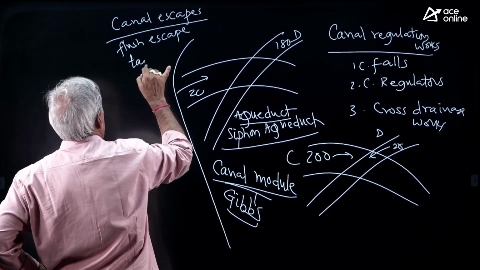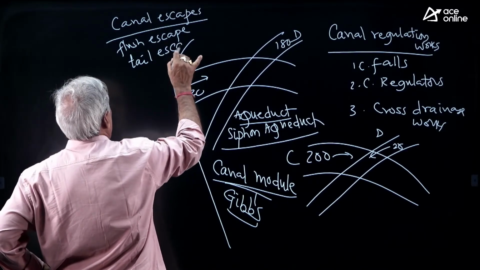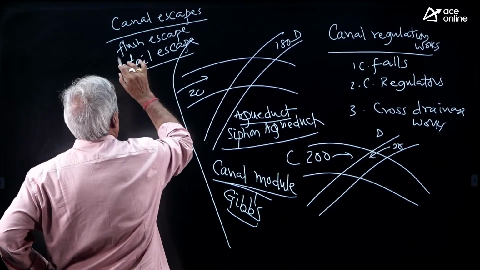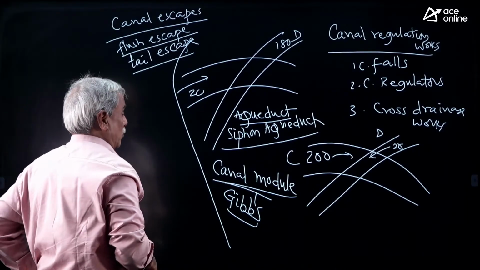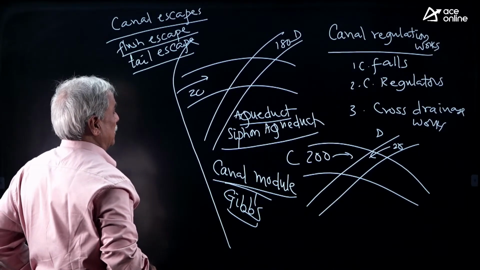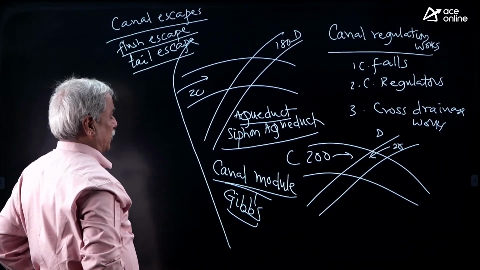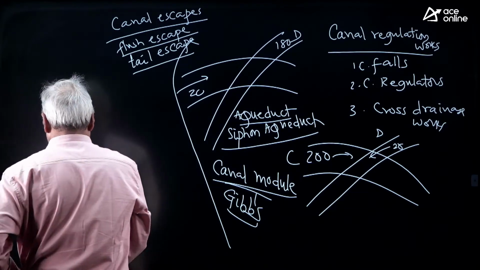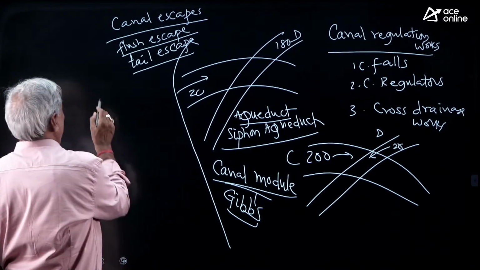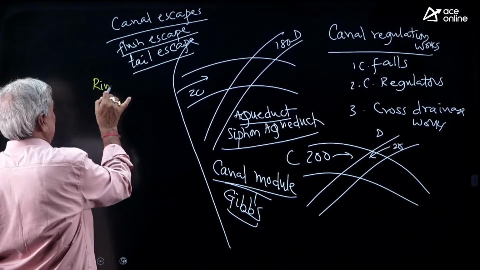And to get disposal of all the surplus silt, that is tail escape. Flush escape and tail escapes are the two canal escapes we are going to provide. So, these are about the canal regulation works you have to understand. There may be sometimes some questions asked on river training works.